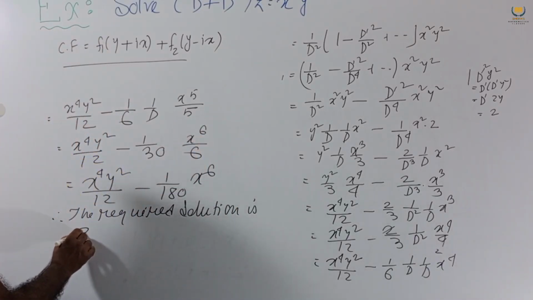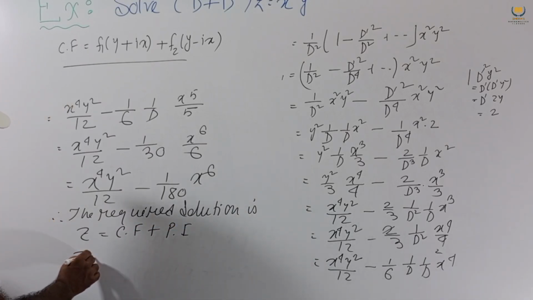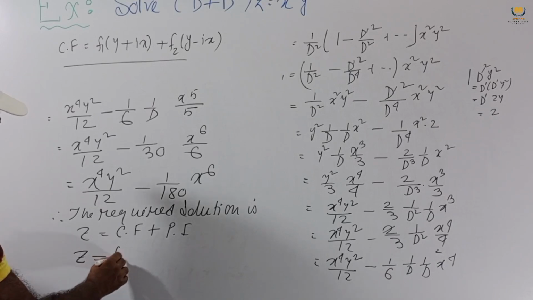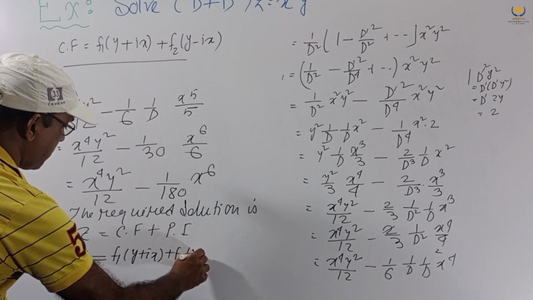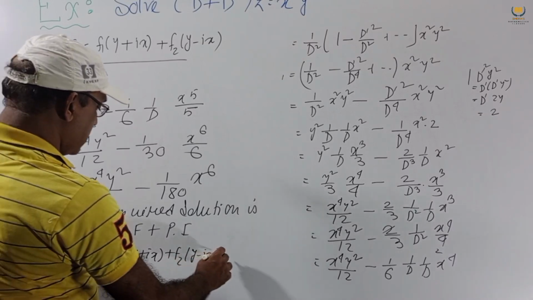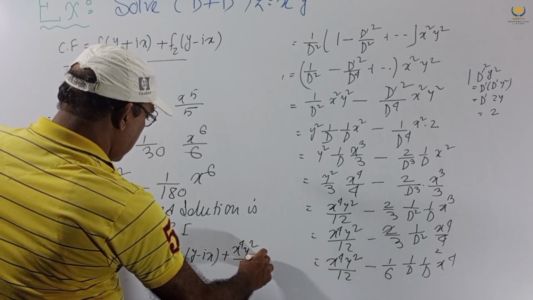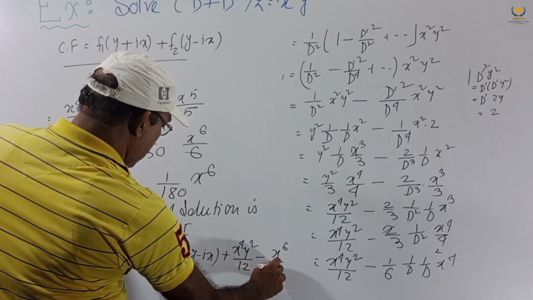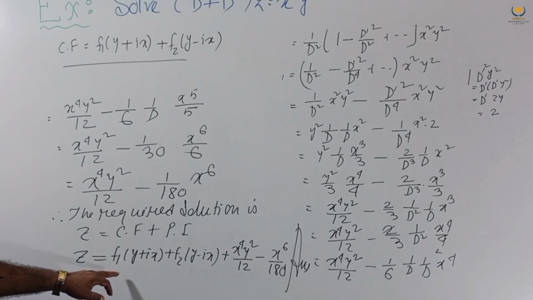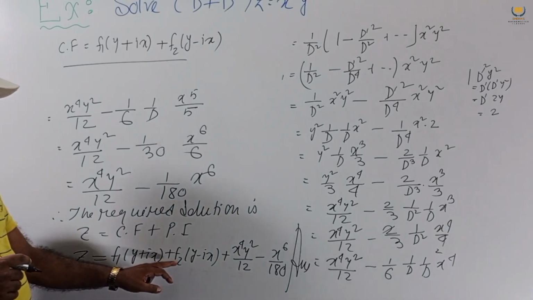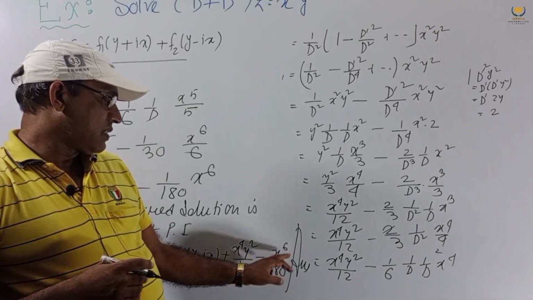is z equal to CF plus PI. So z equal to CF means f1 of y plus ix and f2 of y minus ix, and this one plus x to the power 4 y square by 12 minus x to the power 6 by 180, and this is our final answer. So f1 of y plus ix plus f2 of y minus ix, x to the power 4 y square by 12 and x to the power 6 by 180.